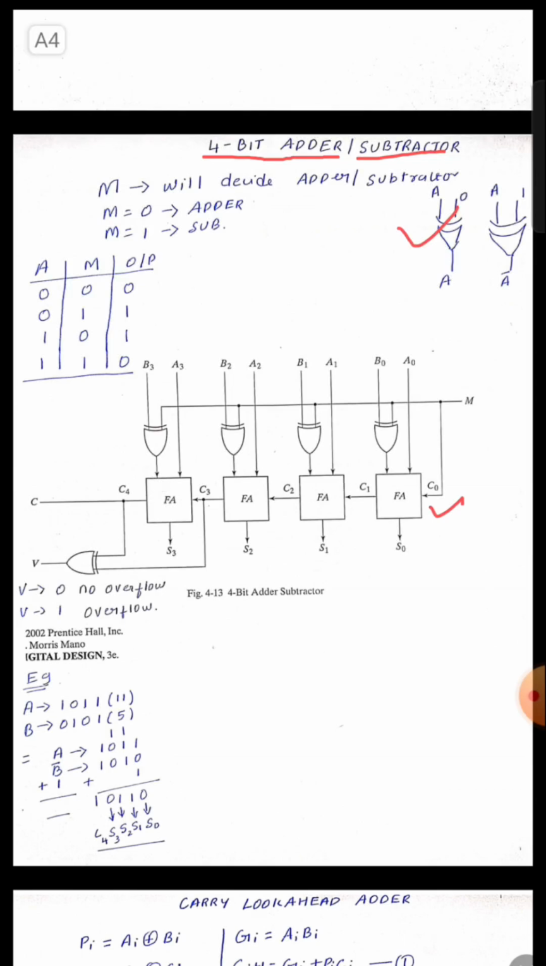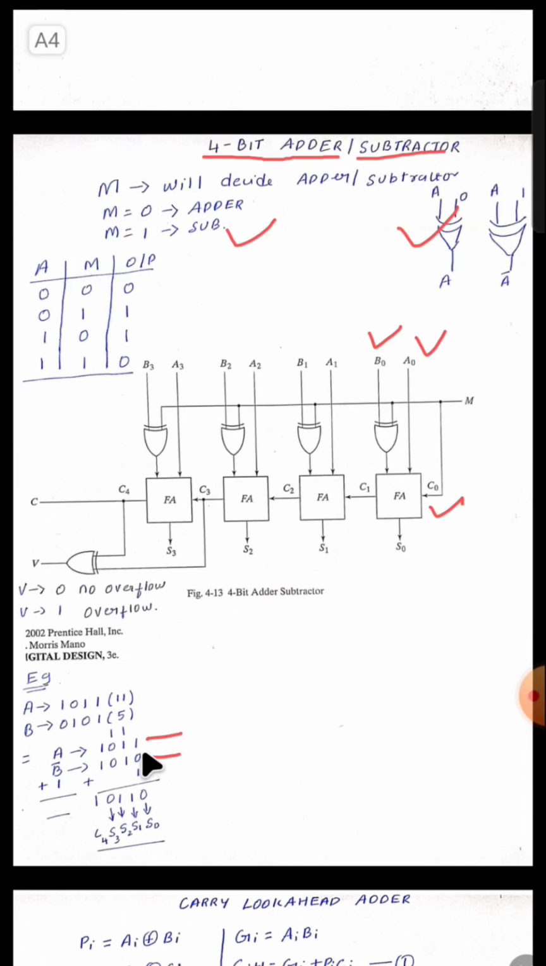Now let's come to the subtractor operation. When M is equal to 1, what will happen? My C0 will be equal to 1. Clear? Yes, my C0 equals 1. Then what about this B0? This is the first operand, this is the second operand.